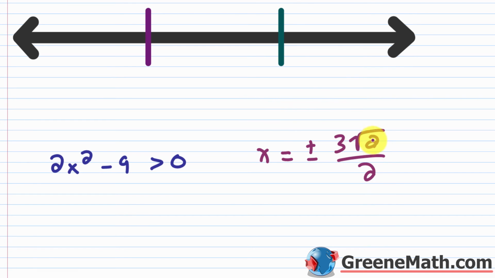If I plug in 3 times square root of 2 over 2 in here for x, I would get 0. And of course, 0 is not greater than 0. Or if I plugged in the negative of 3 times square root of 2 over 2 in for x, well, then I'm going to get 0, and 0 is not greater than 0. Now, I'm going to put this here. So negative 3 times square root of 2 over 2. And I'm going to put this here, 3 times square root of 2 over 2.